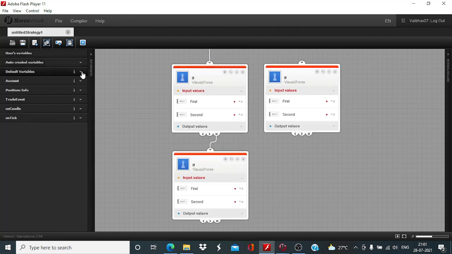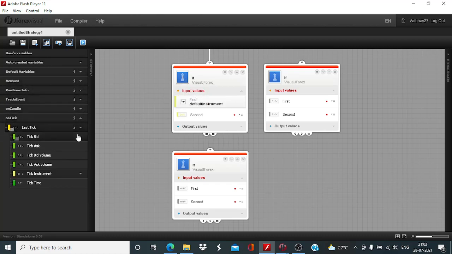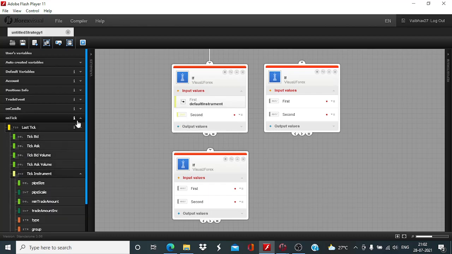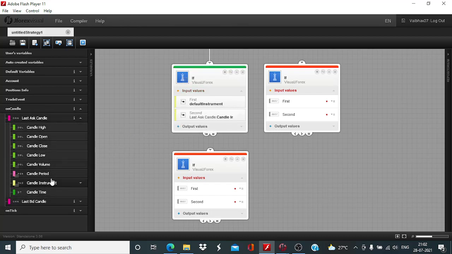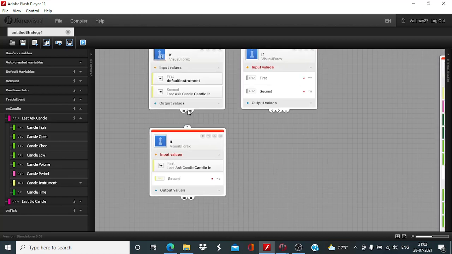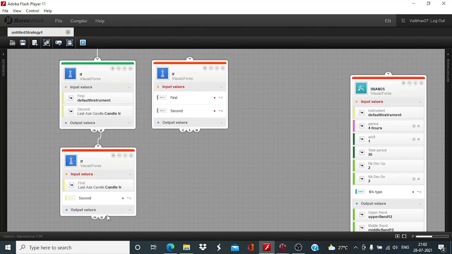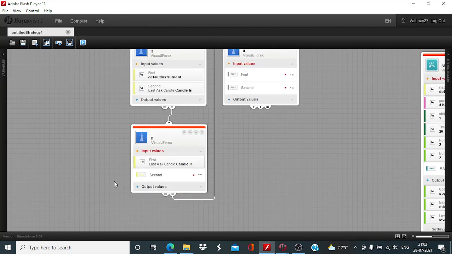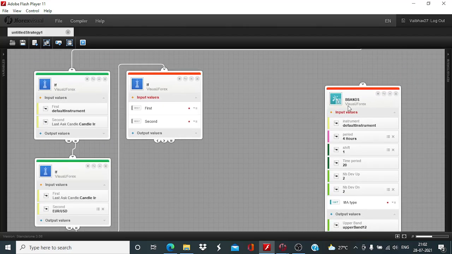To get the instrument subscription done, we will need this default instrument to be matched with candle instrument. Oh no, this is the tick. We will have to take on candle data. First input equals second input, and here in this block the candle instrument will need to match the instrument of choice, which is Euro USD. Okay, so all set.